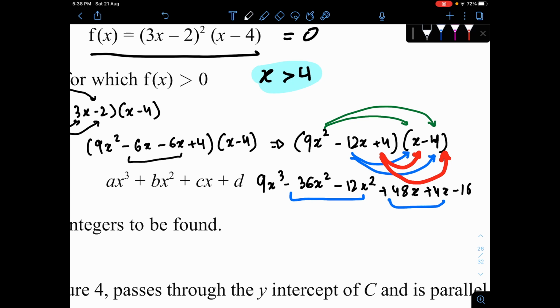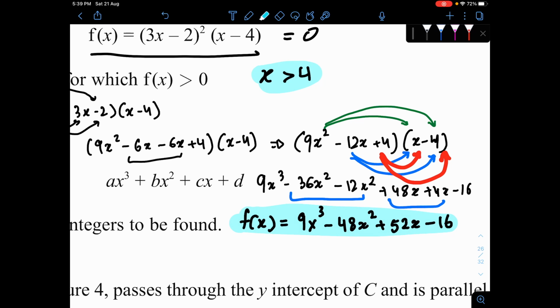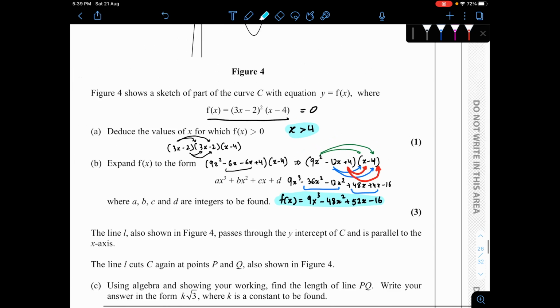So we're left with f of x is 9x cubed, minus 36 minus 12, that's minus 48x squared, plus 48x plus 4x, that's 52x, minus 16. So that is our final answer. Alright, so easy 3 marks.